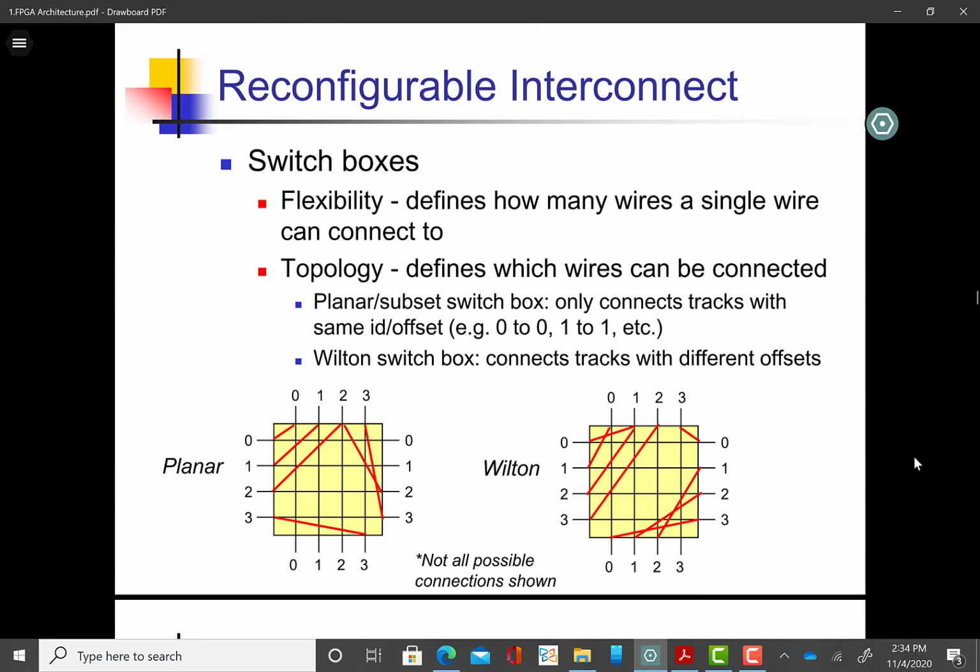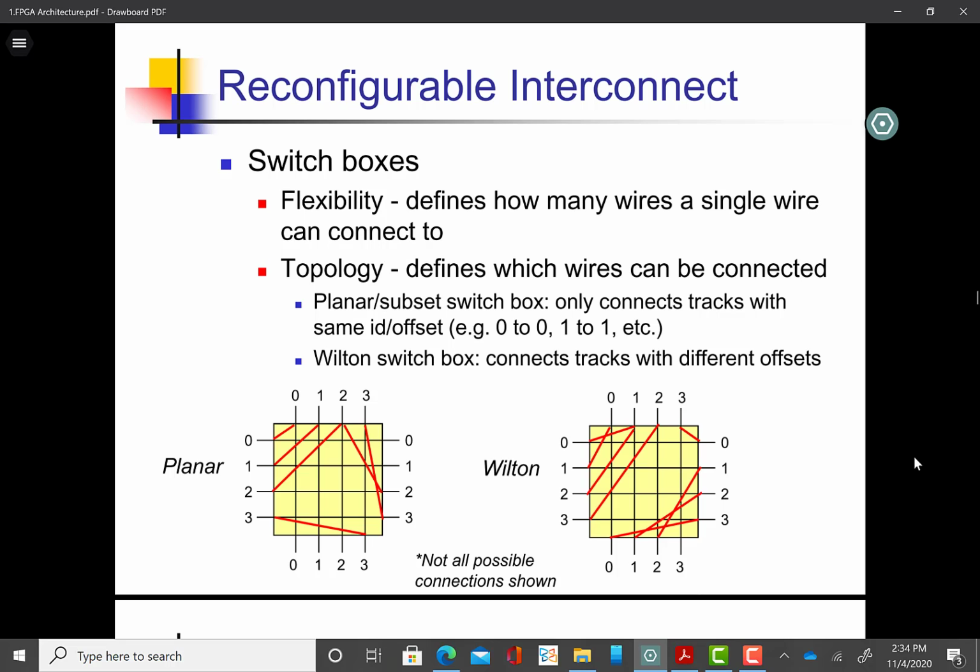Again, we need to characterize the switch boxes. A switch box has a parameter called flexibility, where flexibility defines how many wires a single wire can connect to. If it can connect to 2 wires, we say the flexibility is 2. Topology defines which wires can be connected.